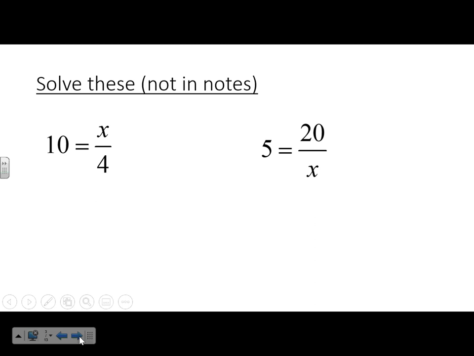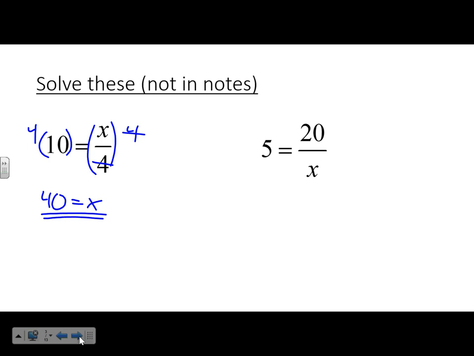The first one shouldn't be a huge deal. We're solving this one for x. It's x divided by 4, so to cancel division, we are multiplying. That will cancel out division, but we have to multiply both sides. If we multiply one side by 4, you have to multiply the other side by 4. So we end up with 40 is equal to x. That one, hopefully you guys should know. If not, hopefully you remember now.